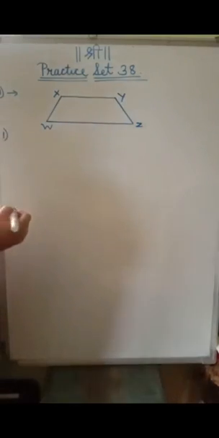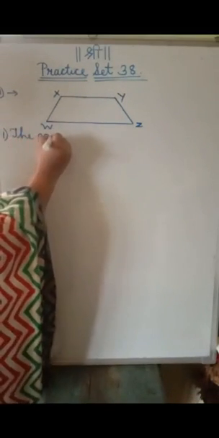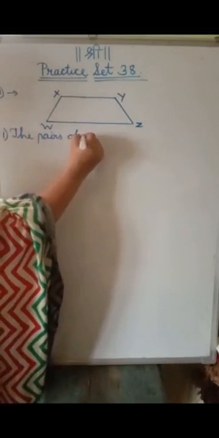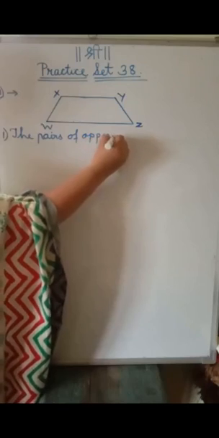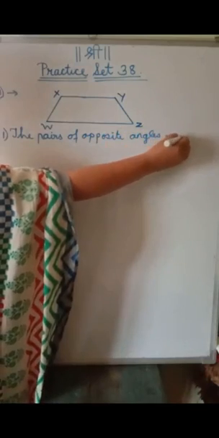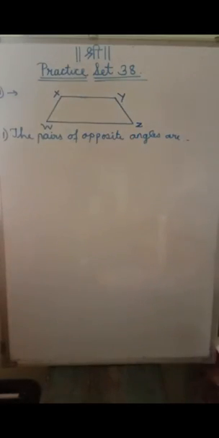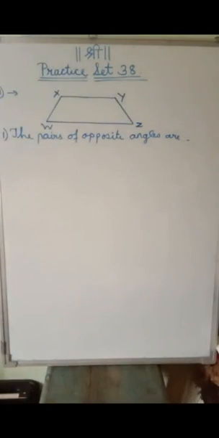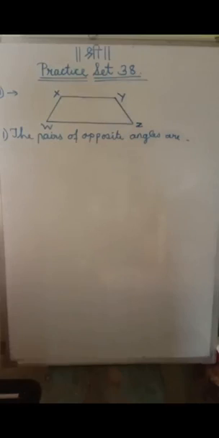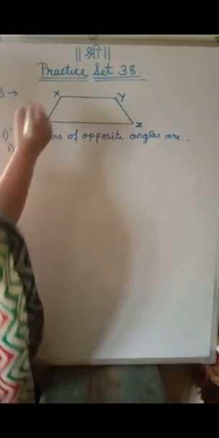The first question, the pairs of opposite angles. So we'll write here the pairs of opposite angles are. Now opposite angles and opposite sides, how many pairs do we have? Very good, we have only 2 pairs. Yes, so we will write those pairs. Now opposite angles do not have a common side. Okay. So first select any one angle.